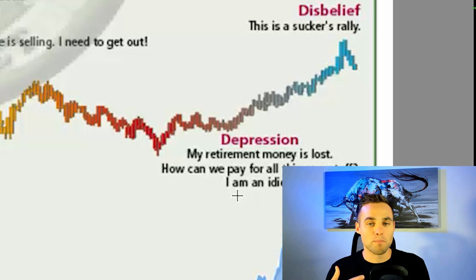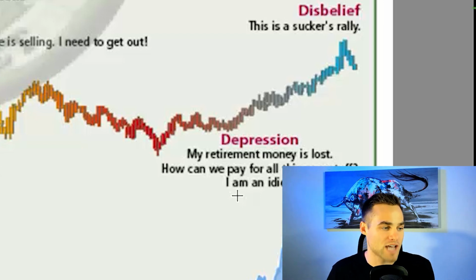And so the markets are built off of fear and greed. They're built off of human emotion. That's what makes price charts so interesting, because it's actually a psychological map of what's happening in the market.